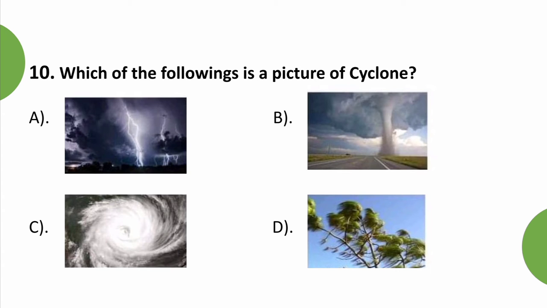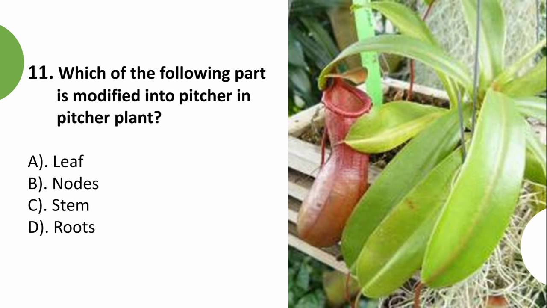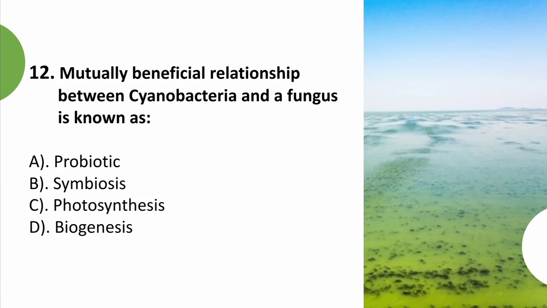Question 10. Which of the following is a picture of cyclone? Option C. Question 11. Which of the following part is modified into pitcher in pitcher plant? Option A. Leaf.